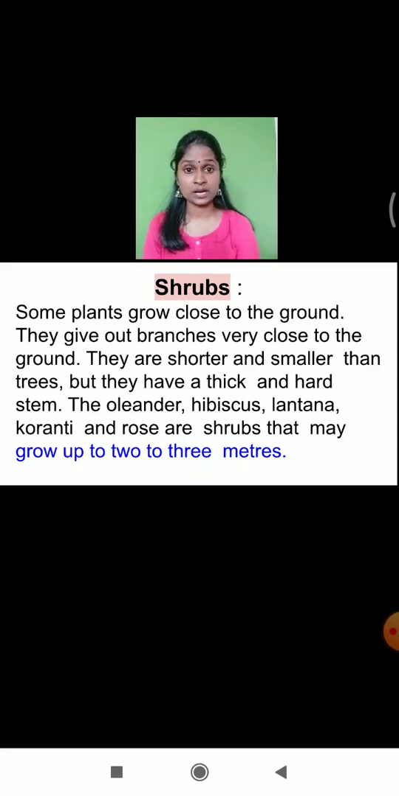And do you know, students, these shrubs grow up to 2 to 3 meters only. So what is the length of these shrubs? The length of the shrubs may vary only from 2 to 3 meters. They cannot grow as tall as the mango and the banyan tree. They are very close to the ground level. Okay, so these are the shrubs which grow near the ground level and grow only up to 2 to 3 meters.